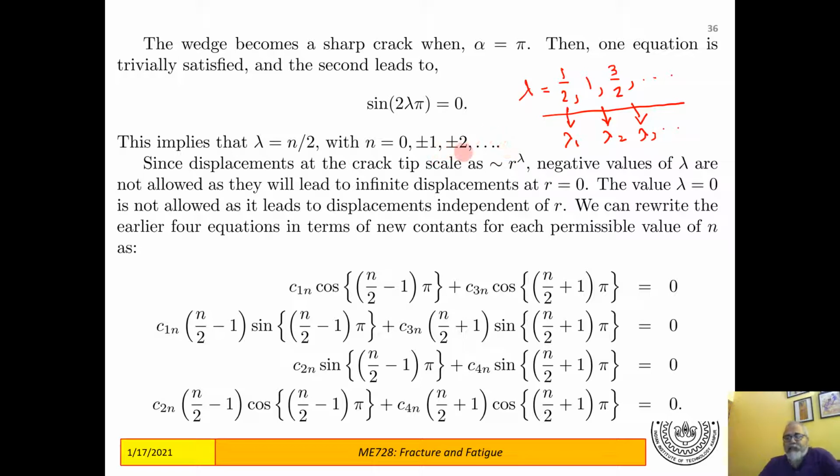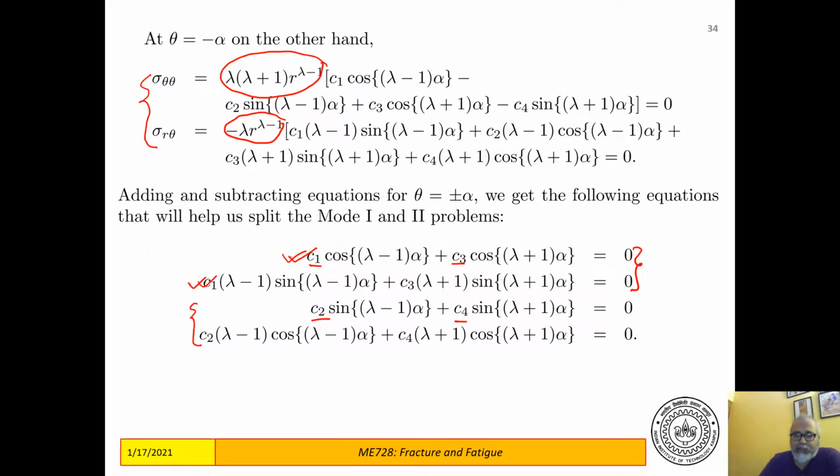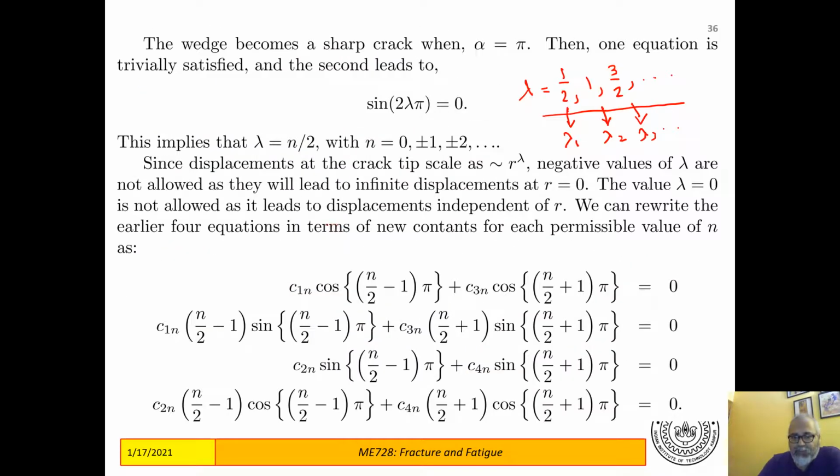And for each of these, we will have one solution, so one set of C1 to C4. So we again rewrite these equations. These four simultaneous equations that we have, now that we have some idea of what lambda is, we know that lambda is n by 2 where n is positive, alpha is equal to pi. So with that, we rewrite these four equations, and these are those four equations.